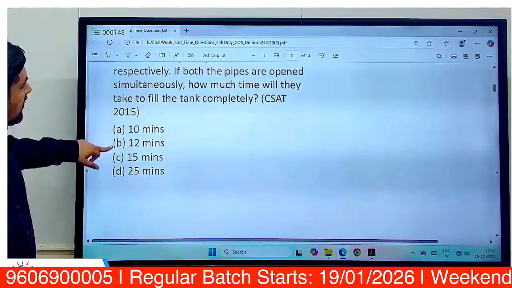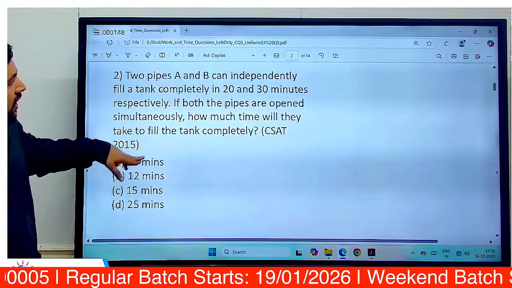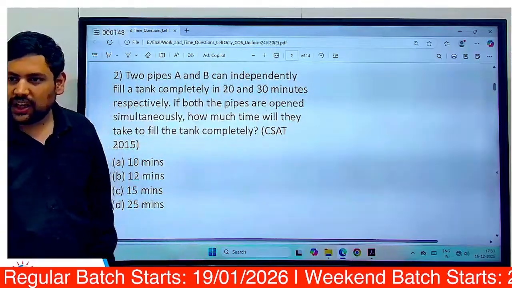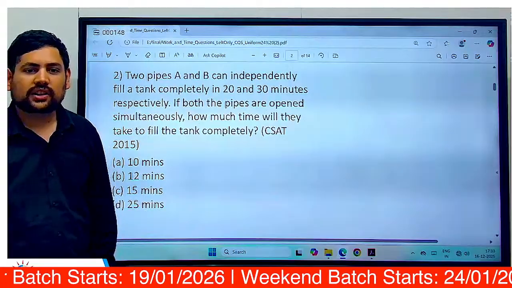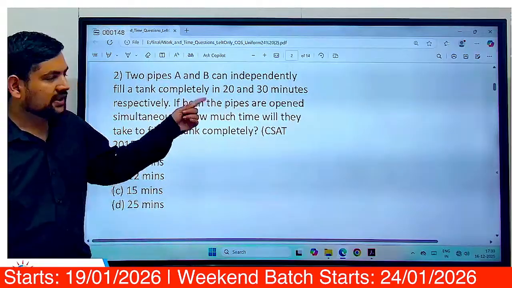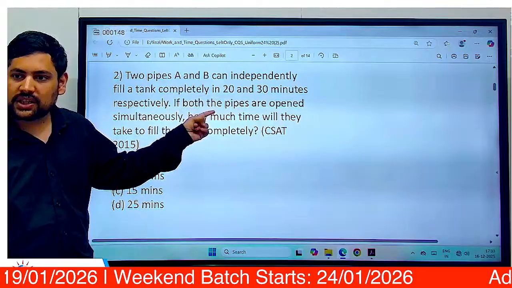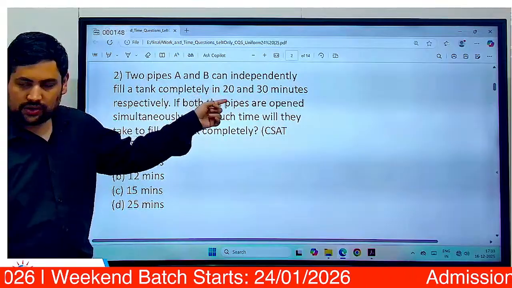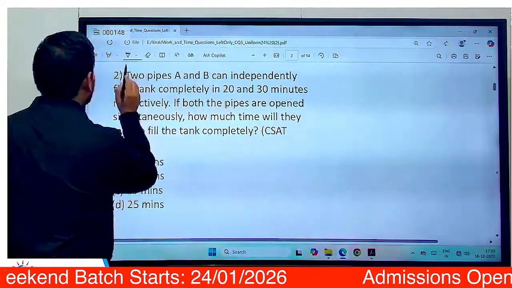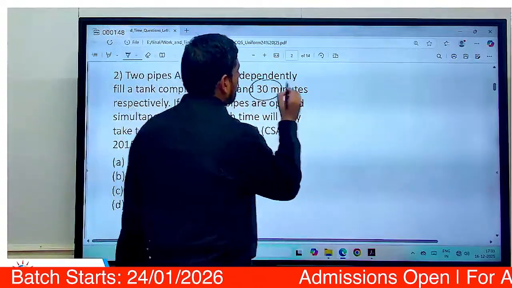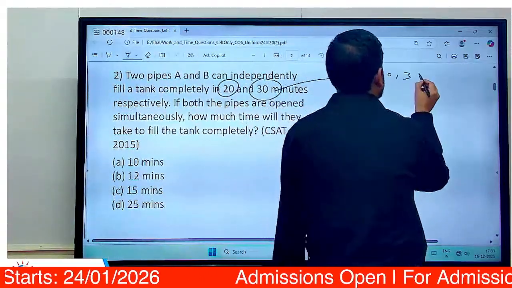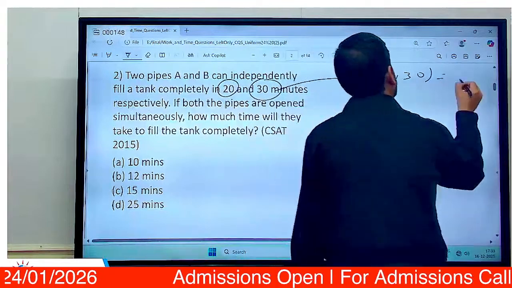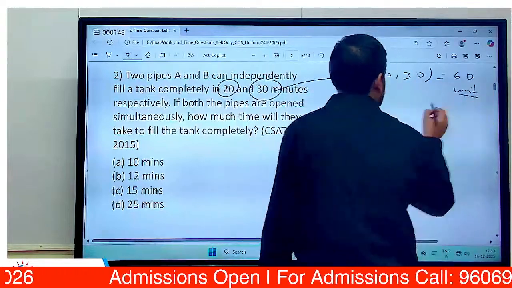Then this was asked in CSAT 2015. 20 and 30, you will take the LCM. कितना हो जाएगा? 60. Now efficiencies, what will be their efficiencies? 20, 30, LCM. What you get? 60. 60 is the total unit of work.